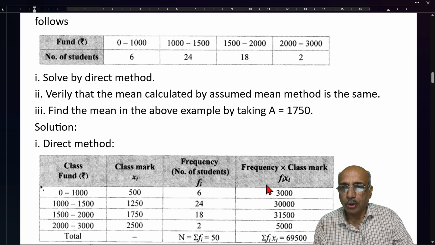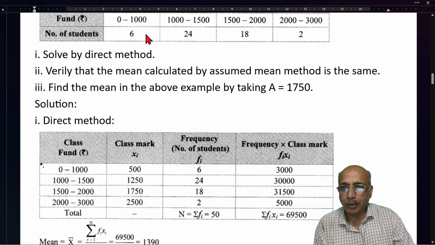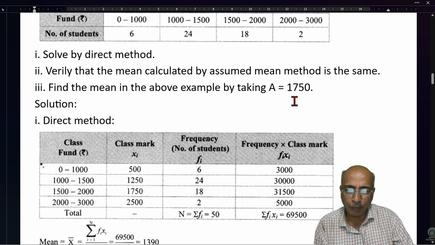Now, solve by the direct method. Frequencies will also be clubbed. Solve by the direct method. Verify that the mean calculated by the assumed mean method is the same. Find the mean in the above example by taking A, the assumed mean, as 1250.